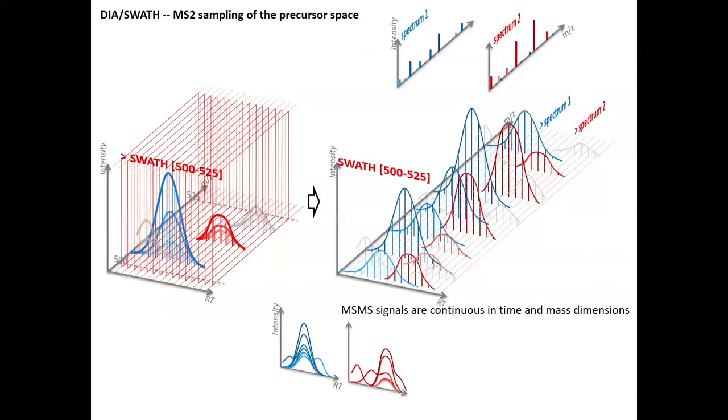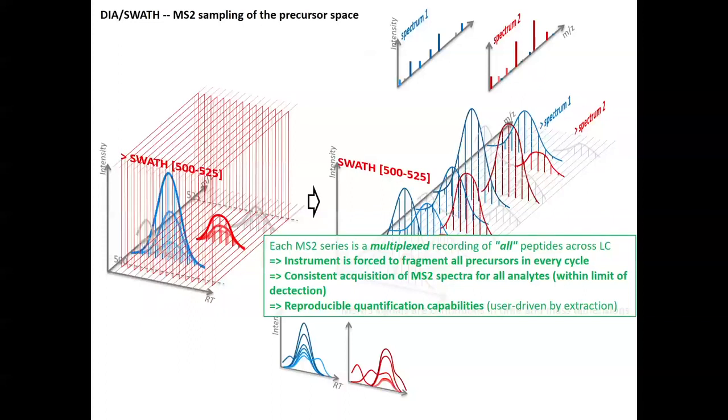But the main point I want to make here is that these MS-MS signals are basically continuous in the mass and time dimensions. Each one of these wide precursor isolation windows allows you to sample the precursor space continuously in the retention time dimension, and if you stack a bunch of these wide precursor isolation windows next to each other in the mass dimension, then you have essentially complete sampling of the precursor space with MS2 spectra, but it comes at the cost of having very, very complex MS2 spectra.